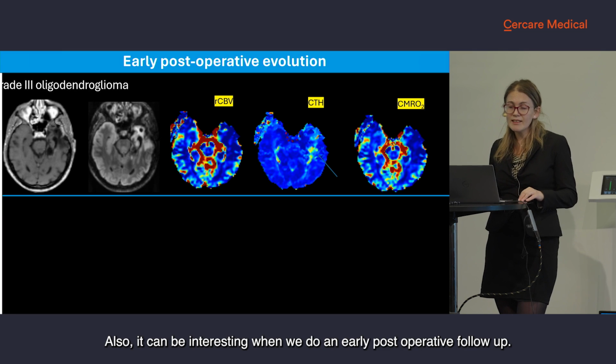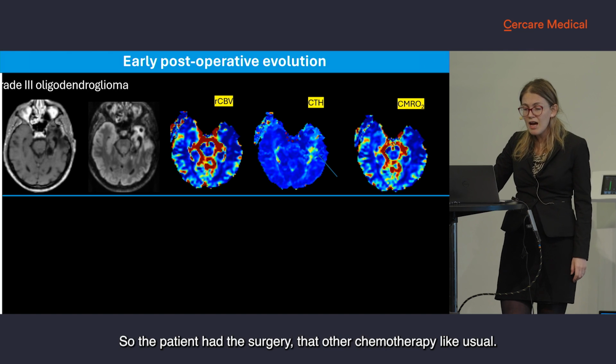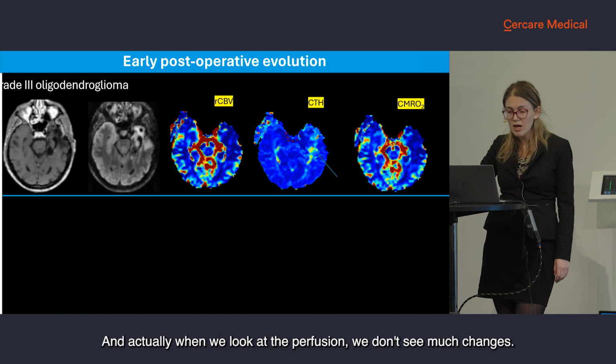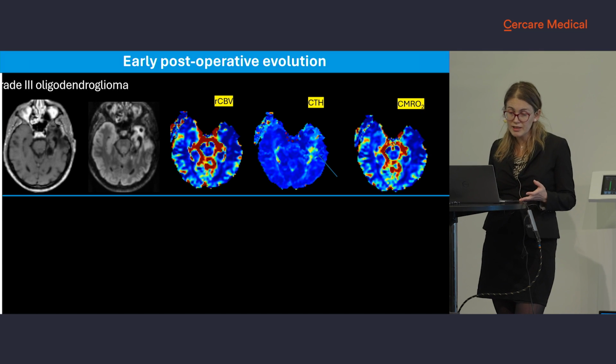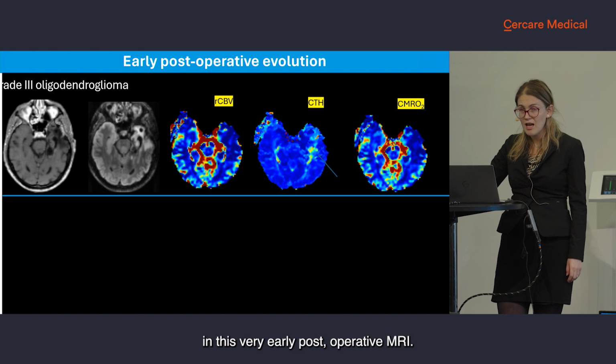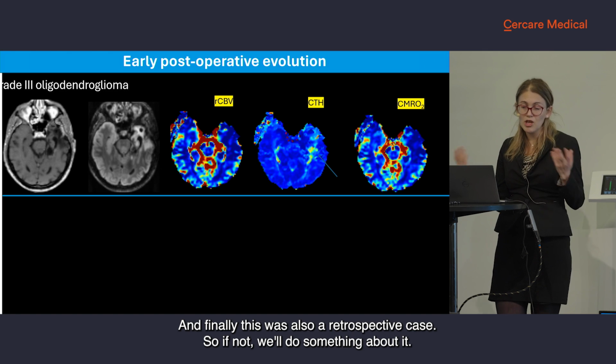Also, it can be interesting when we are doing early post-operative follow-up, like this oligodendroglioma. The patient had the surgery and the radiation chemotherapy as usual, and so there was this early follow-up. When we look at the perfusion, we don't see much change. But here, when we look at the CTH map, we see that there is something wrong in this region, in this very early post-operative MRI. And finally, this was also a retrospective case.